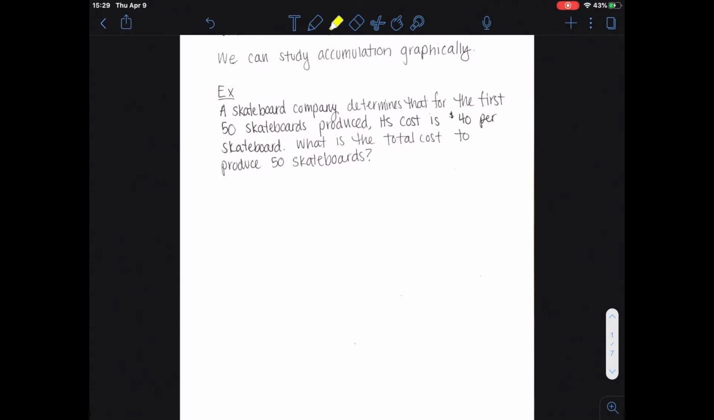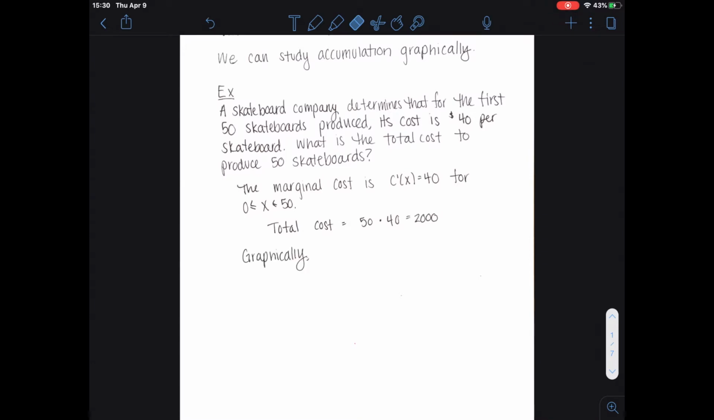But in terms of what we related to this before, the marginal cost is exactly this rate of change. So the derivative of the cost function is going to be 40. Every single one is going to cost us $40 per skateboard. And that's going to be true when x is between 0 and 50. So our total cost is just the product of those two. It'll be $2,000 to produce these 50 skateboards.